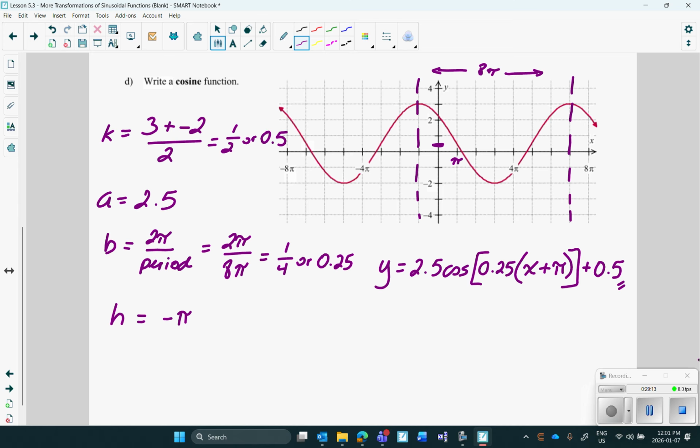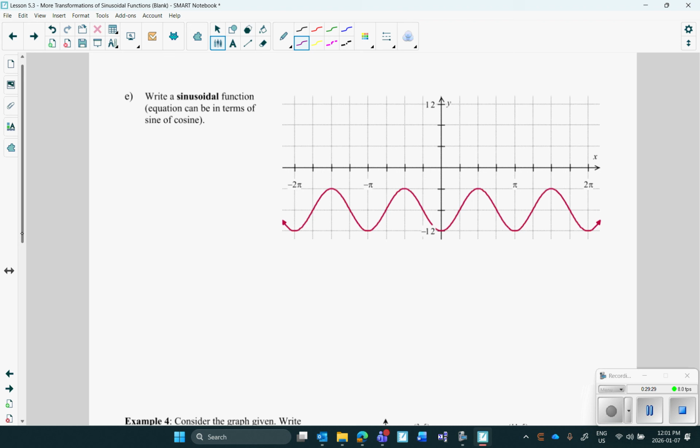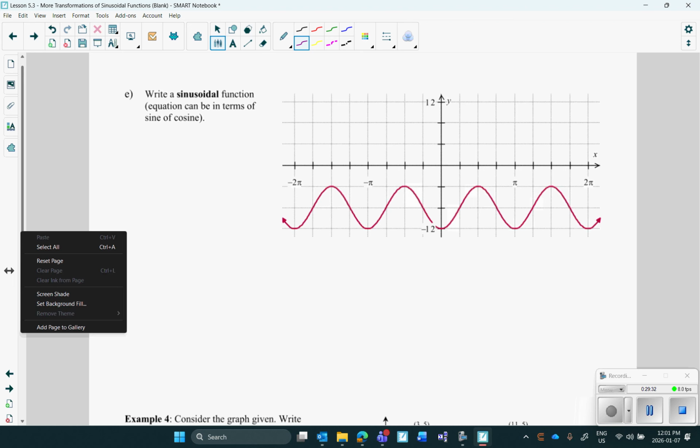Notice these ones, you were asked specifically to find a sine or a cos. The last one that I would like you guys to try once again is this one. Notice it asks you to write a sinusoidal function. It doesn't matter if you use sine or cos. You choose. I'm kind of hoping that some of you are going to do a sine one, some of you are going to do a cosine one, and both are going to be correct.